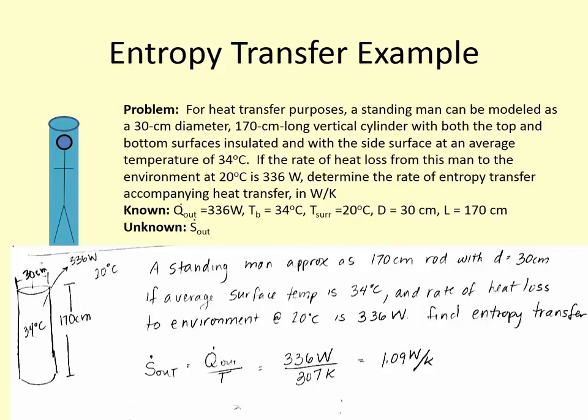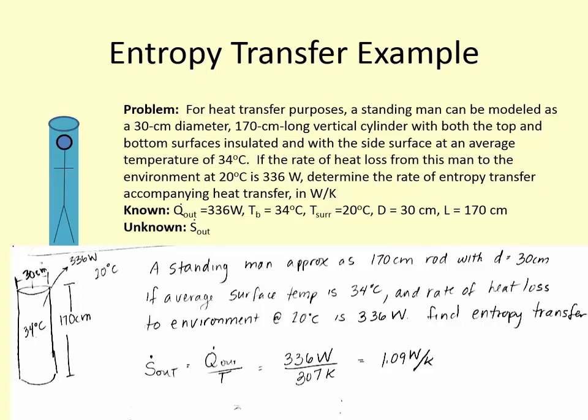And will it be a net negative or a positive entropy transfer? So if we're looking at the man, is his entropy negative or positive? Should be a negative, right? Because Q is leaving. So Q out over this T, it should be a negative value, right? Negative Q out.